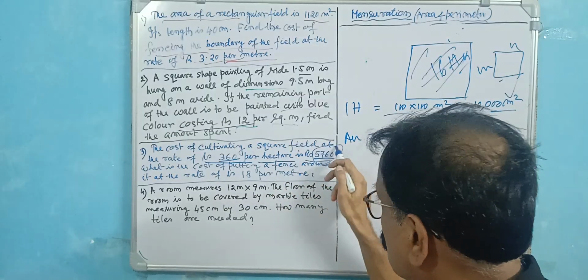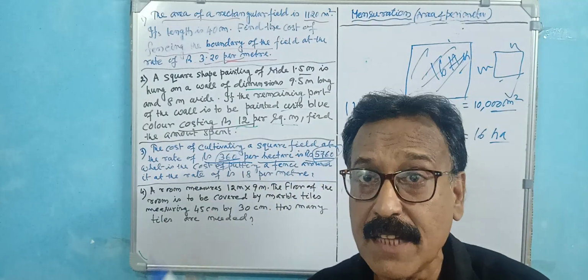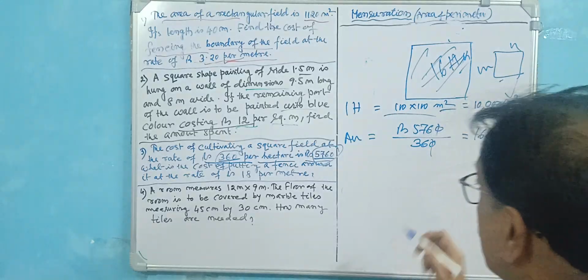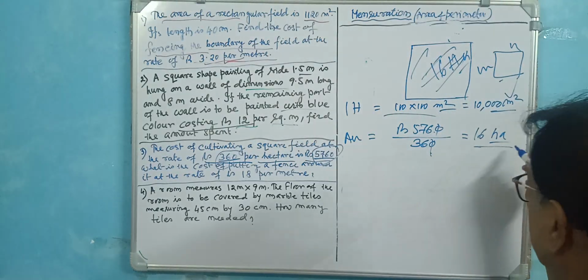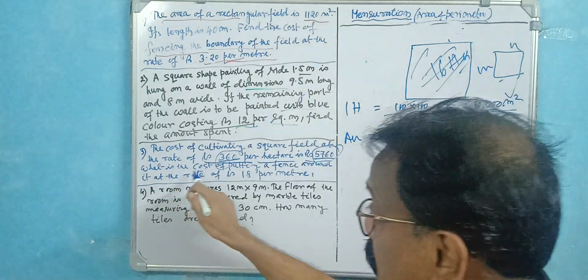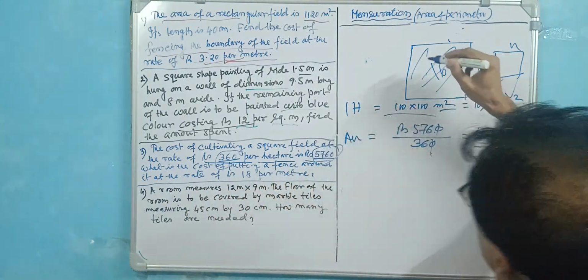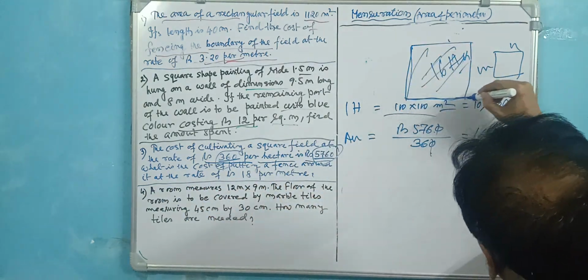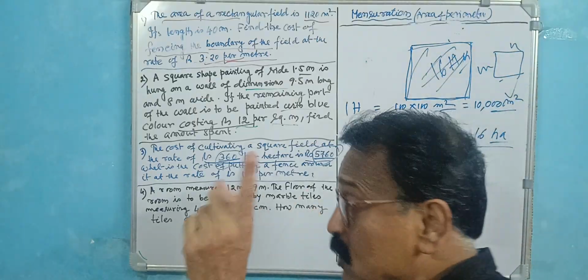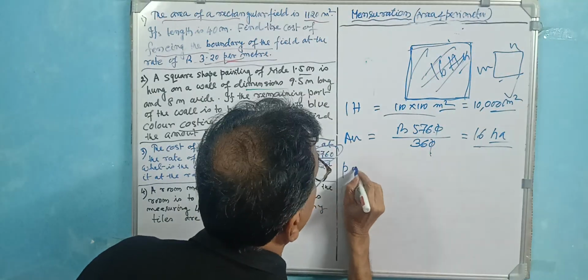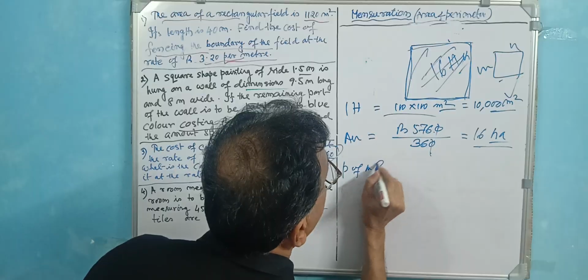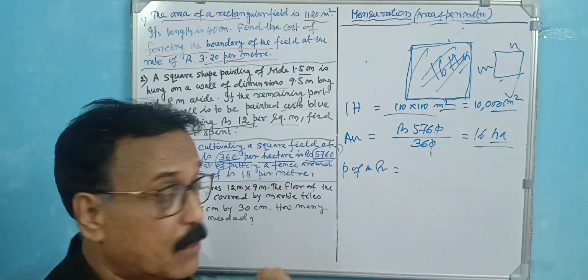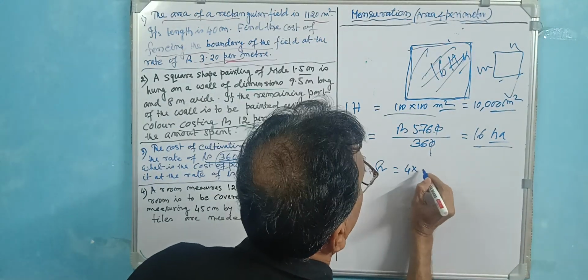The cost of cultivating a square field at the rate of this per hectare. My total cost is this, and per hectare the cost is this. What is the area of the field in hectare? So this total by this per hectare is the area. What is the cost of putting a fence? Fence means the boundary. That means you find out the perimeter of the square, that is 4 into side.